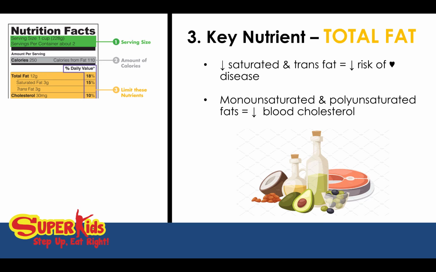Now we will discuss key nutrients of the nutrition facts label. The first part is total fat. This indicates the amount of fat in each food product. And it's important to keep in mind when choosing food products to pick those that are low in saturated fat and trans fat, as these increase your risk of developing heart disease.